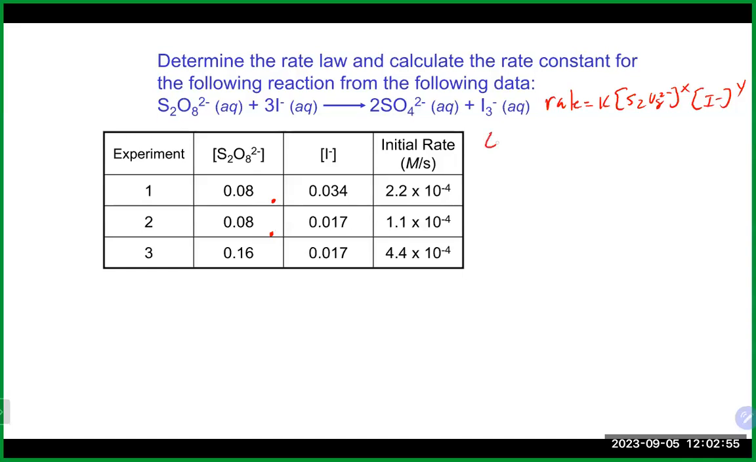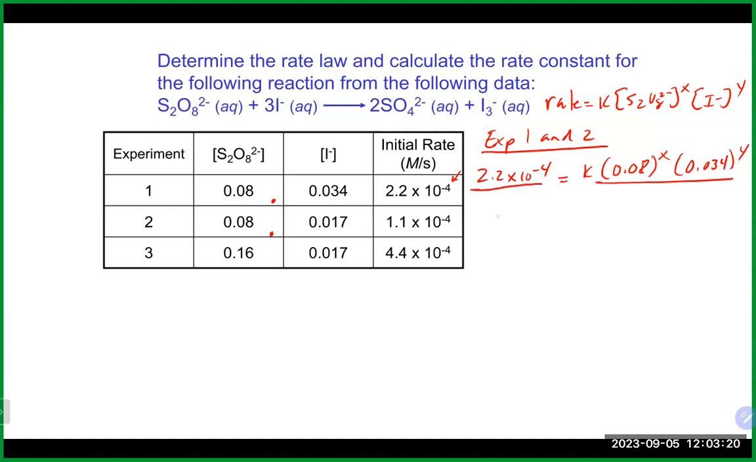So taking experiments 1 and 2 in this case. Once again, I'm going to put experiment 1 up on top to give me a nicer whole number. So I'm going to go with 2.2 times 10 to the minus 4. That will equal our k times 0.08 to the x and 0.034 to the y. And I'm going to put everything from experiment 2 down on the bottom: k, 0.08 to the x and 0.017 to the y. Any questions on that so far?